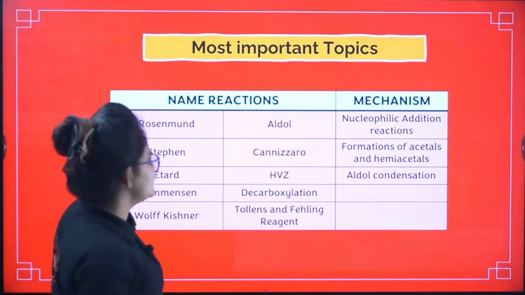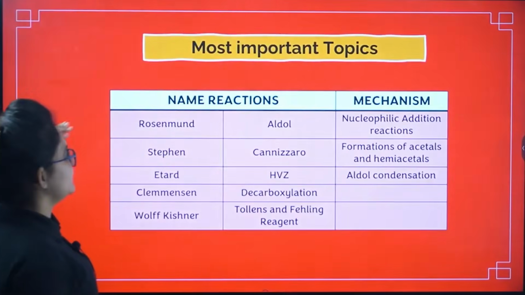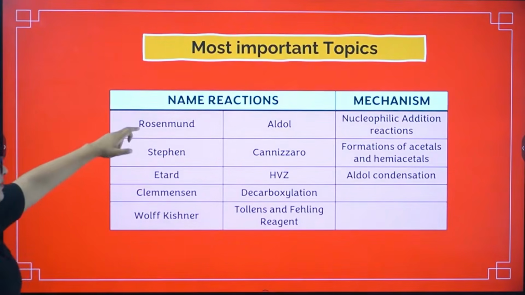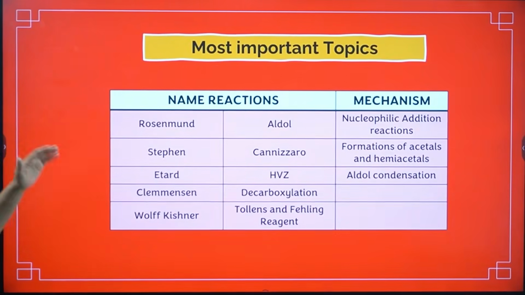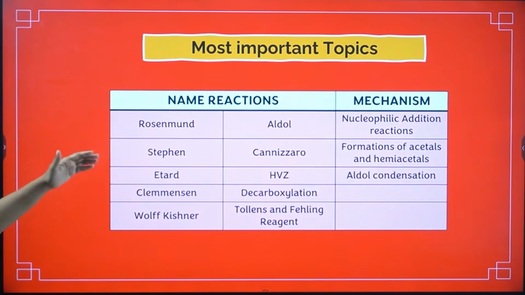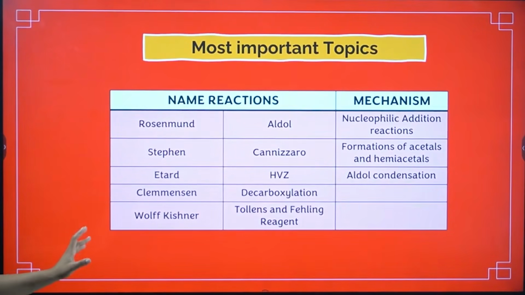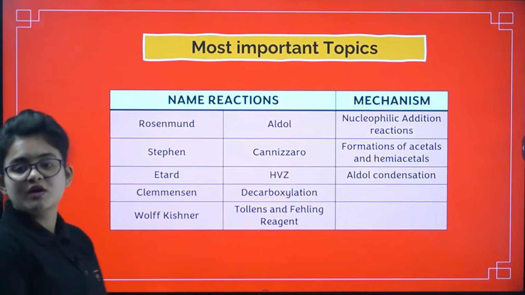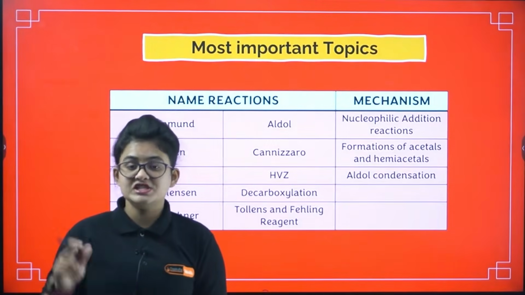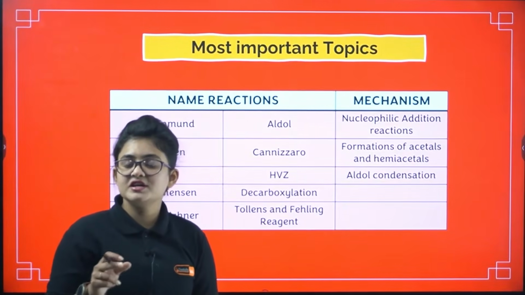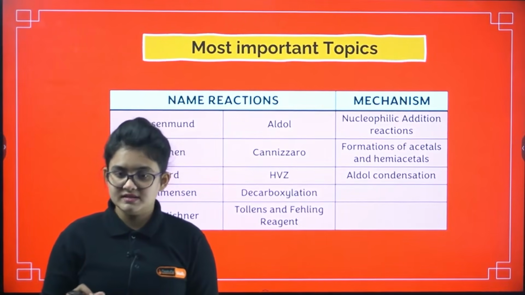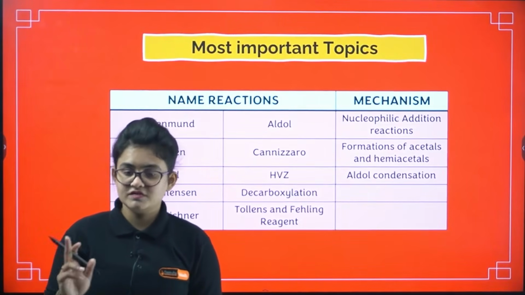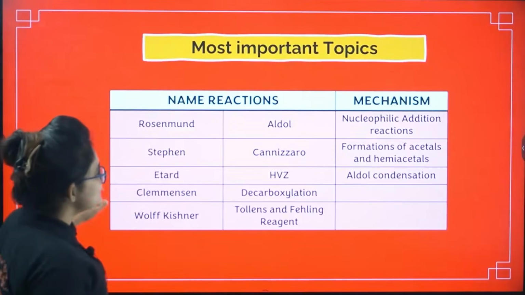Okay, that's it. So here you can see the concept that you have to proceed with. The name reactions are Rosenmund, Stephen, Etard, Clemmensen, Wolff-Kishner, Aldol, Cannizzaro, HVZ, decarboxylation, Fehling's and Tollens. And for mechanism you have to proceed with nucleophilic addition reaction, very important. Nucleophilic addition reaction in carbonyl. Formation of acetal and hemiacetal. Next, aldol condensation, very important. Okay, I guess it's clear.